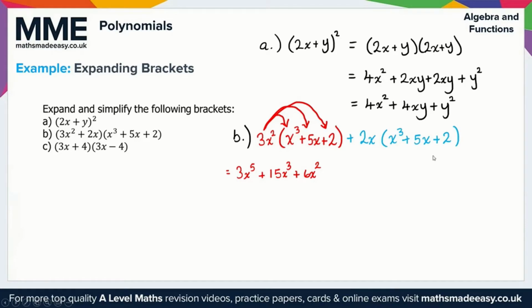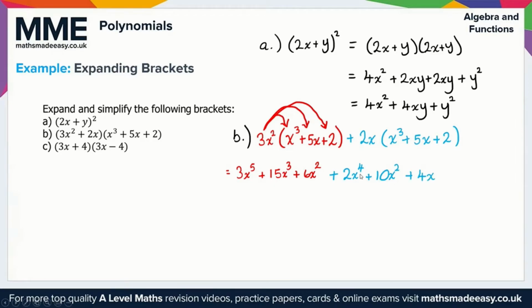And now if we consider the part in blue, in that case what we're going to obtain is 2x times by x cubed, so that's going to give us 2x to the 4. We've got 2x times 5x, that will give us 10x squared. And finally we've got 2x times 2, and that will give us 4x.